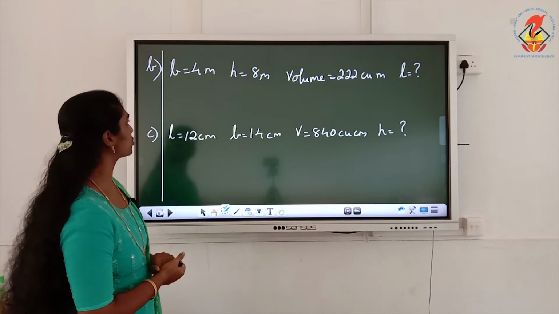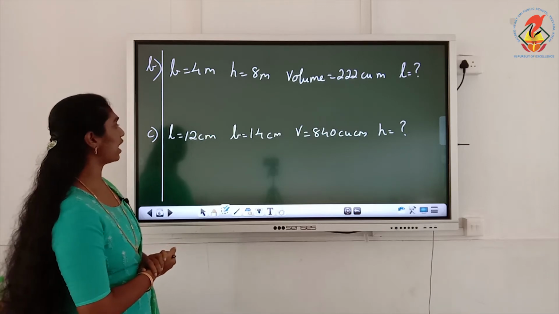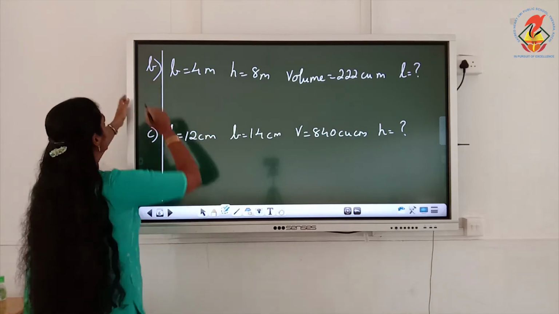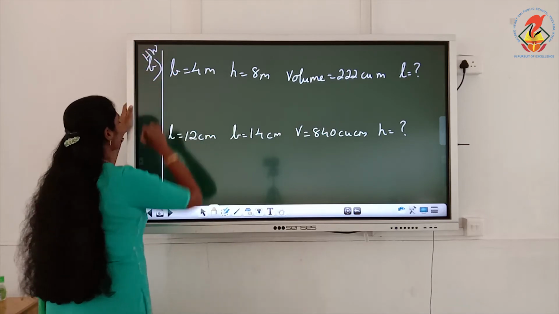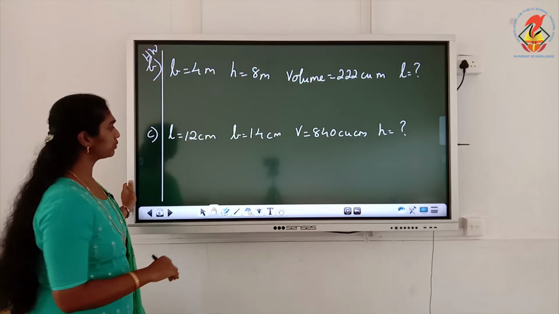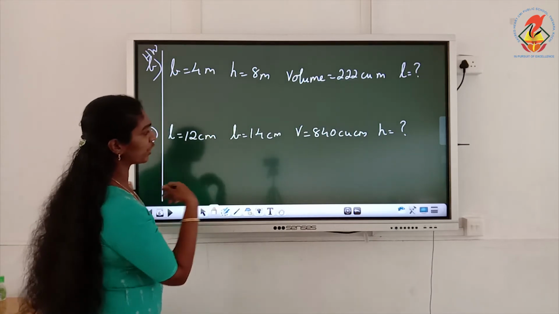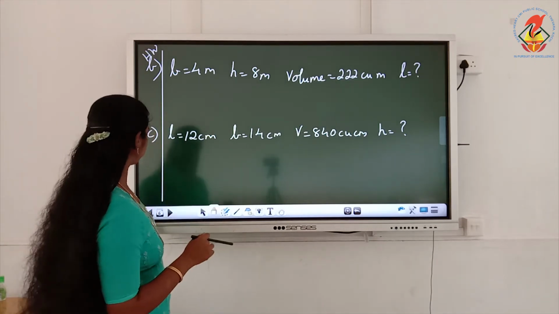Now coming to the next one. Length, breadth and height. Question B, you can do it as homework, children. That will be a bit easier for you all. C, I'll do it for you all. Here length and breadth is given. You have to find out the height.